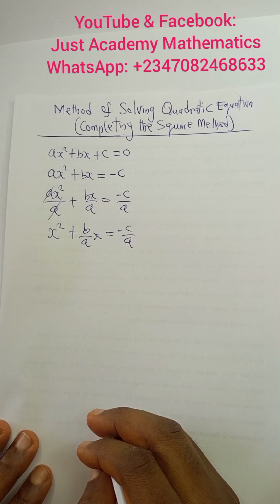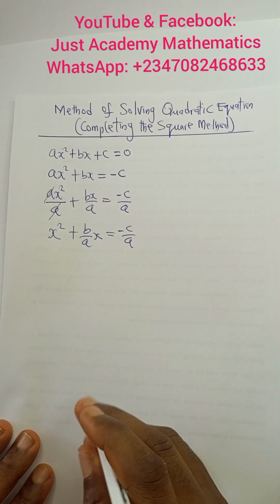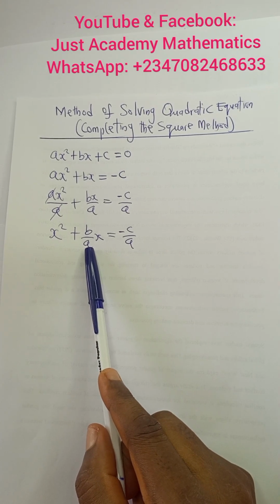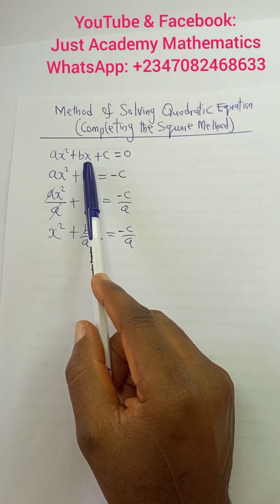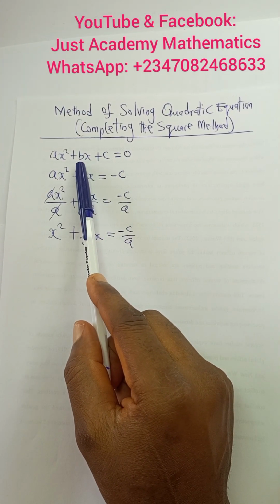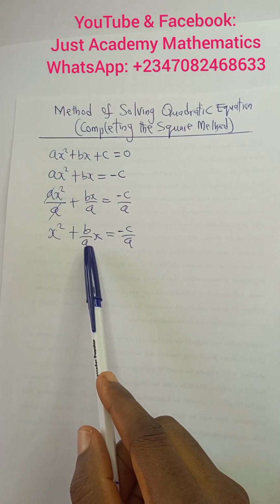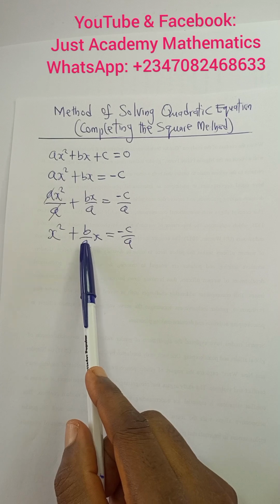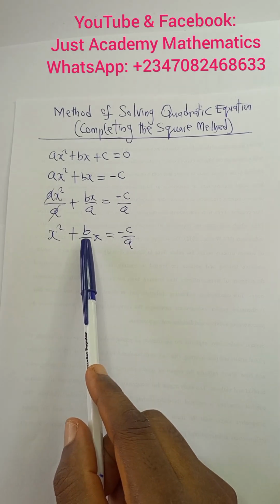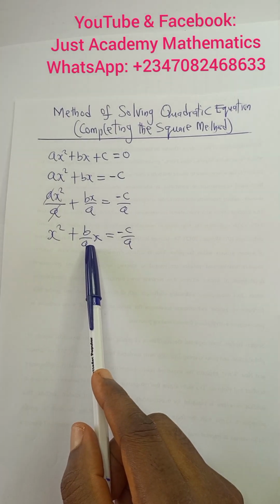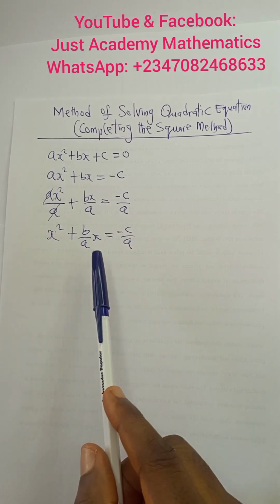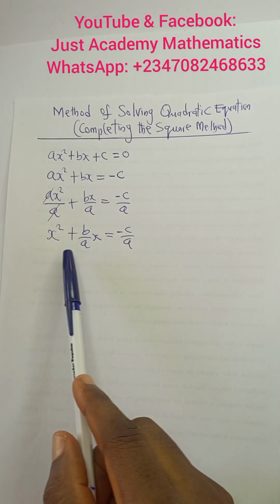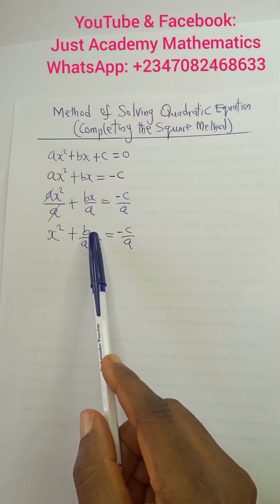Now the next step, which is the third step, is to add half of the coefficient of x at this stage. The coefficient of x here is b over a. So add half of this coefficient of x, that is b over a. Half of b over a means b over a divided by 2, and b over a divided by 2 will give you b over 2a. So just times the denominator with 2. That is b over 2a.